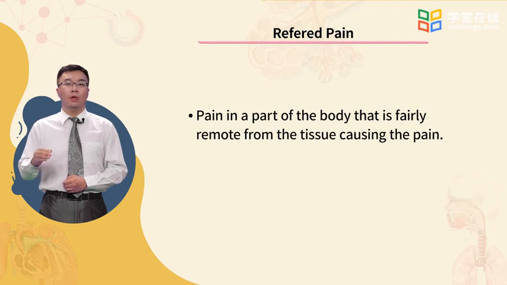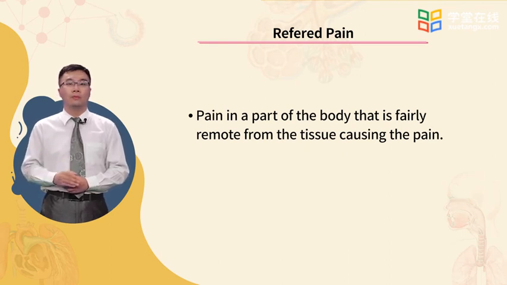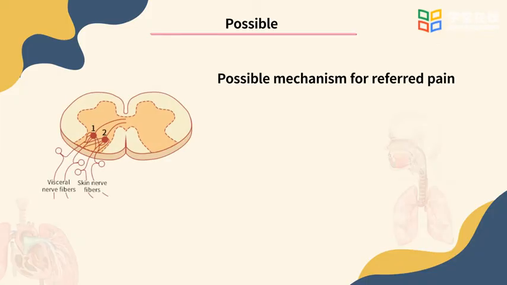It comes from injured organ or tissues, like the gallbladder in our case. But the pain is found somewhere else, like the right shoulder. The precise mechanism that causes referred pain has not yet been settled. The most acceptable theory is like this.